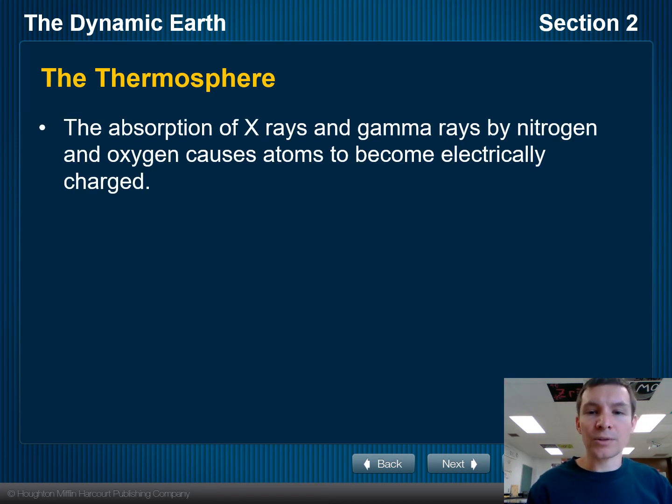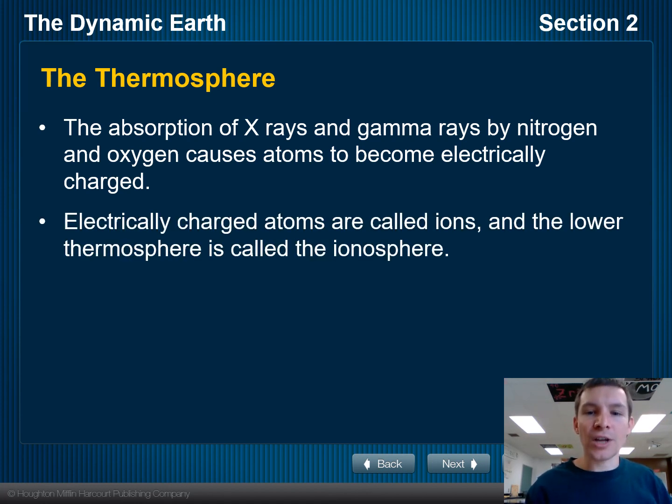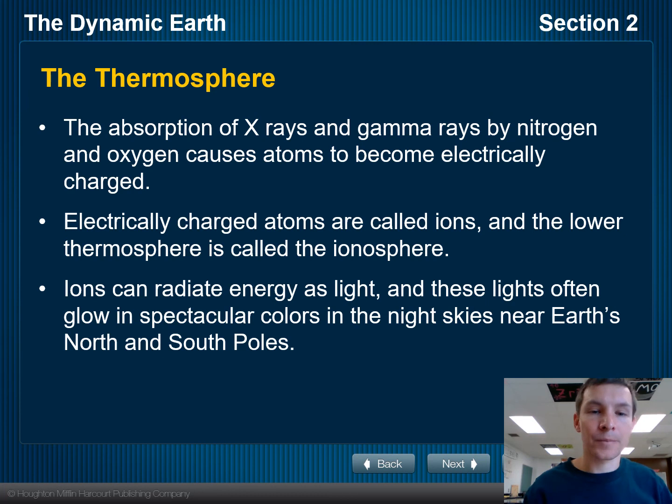The absorption of X-rays and gamma rays by nitrogen and oxygen causes atoms to become electrically charged in the thermosphere. So this is going to lead to things like the aurora borealis. Electrically charged atoms are called ions, and the lower part of the thermosphere is called the ionosphere. Ions radiate energy as light, and these lights often glow in spectacular colors in the night sky near Earth's north and south poles.